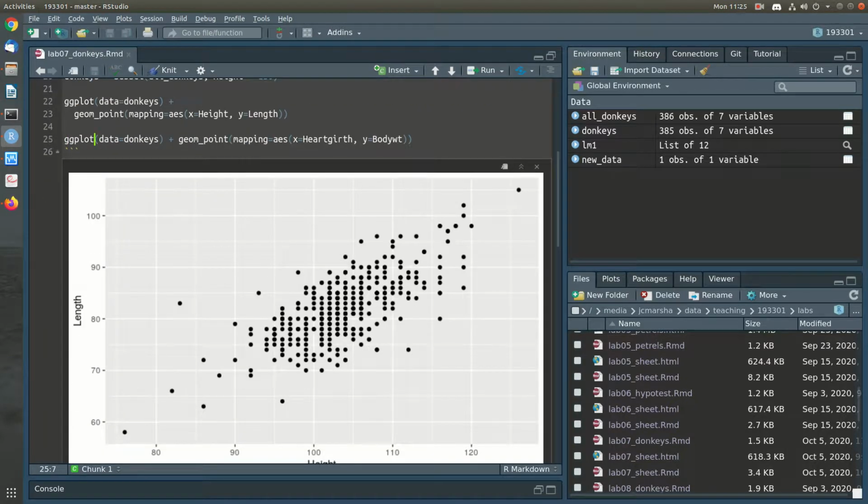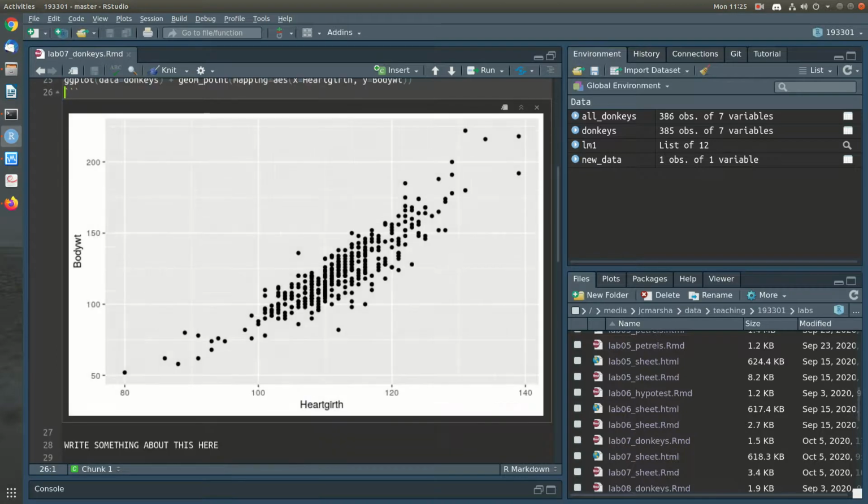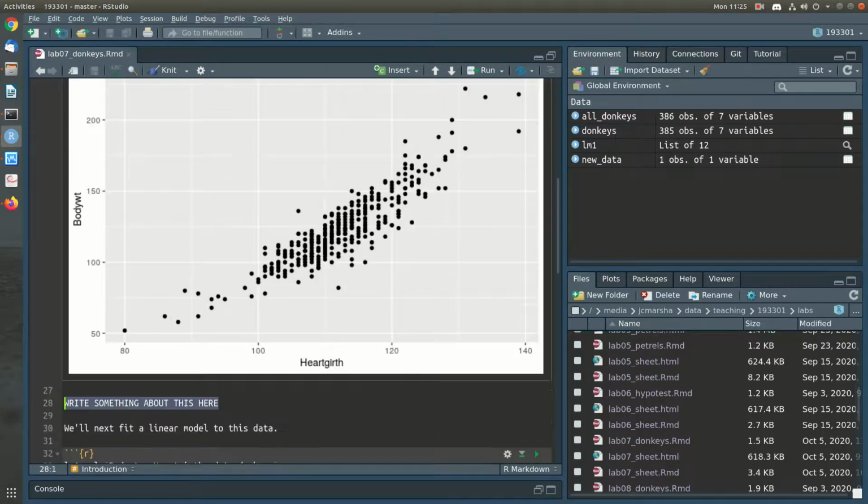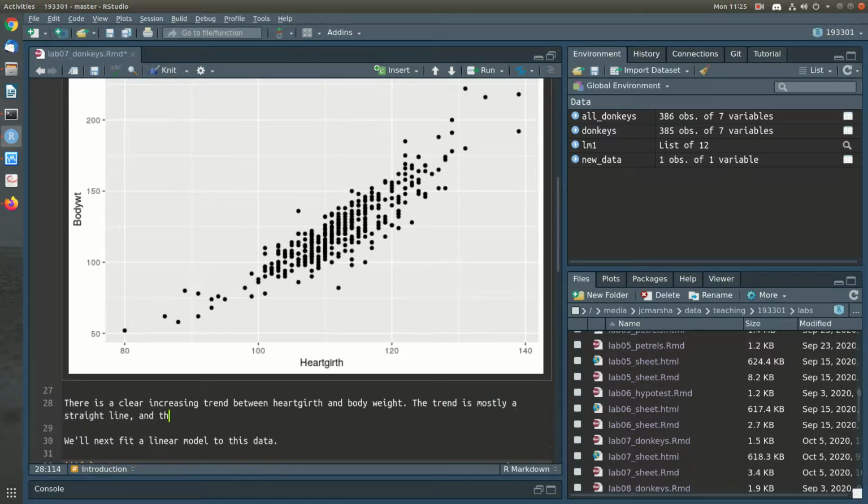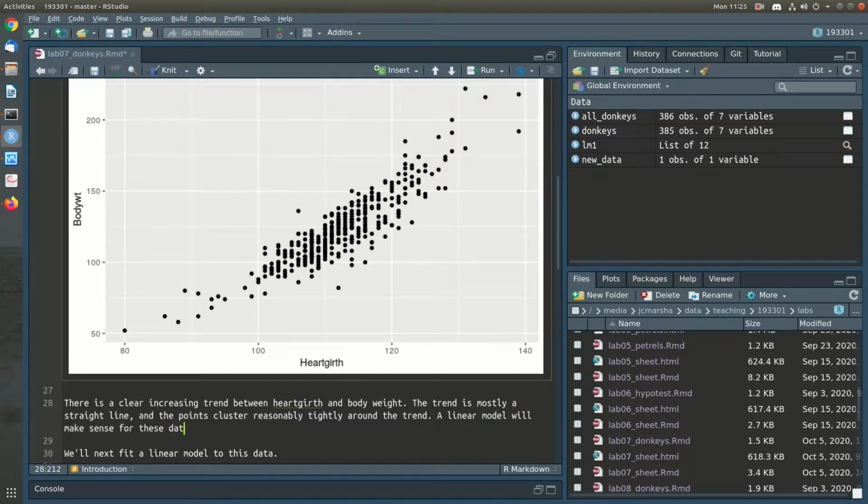Okay, and we're going to finish by looking at the heart girth. So we can see there's a clear increasing trend between heart girth and body weight. The trend is mostly a straight line, and the points cluster reasonably tightly around the trend. A linear model will make sense for these data.